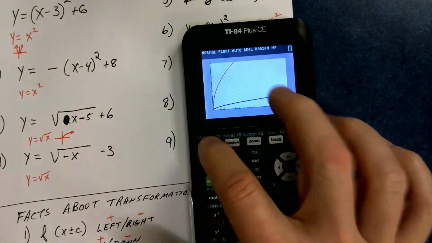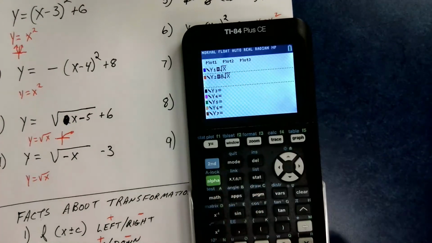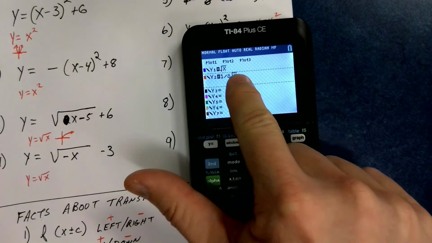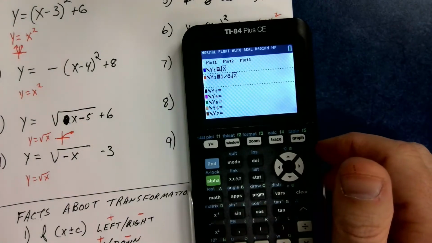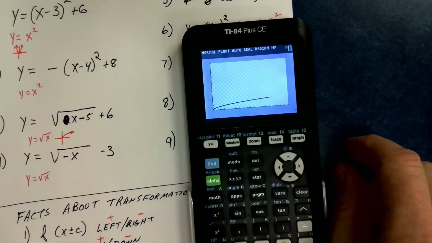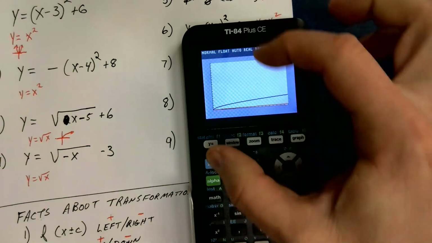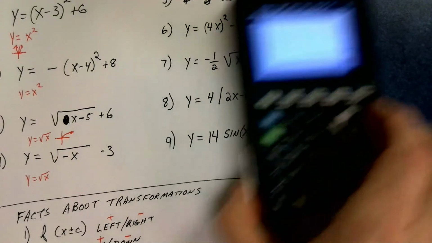Okay, now if I was to make that a 1/8, so I'm going to insert a 1 divided by 8, so it's 1/8 out in front of that thing, and I hit graph. There's the first one. Now you can see the second one, so that's a vertical shrink, so it squished it way down.